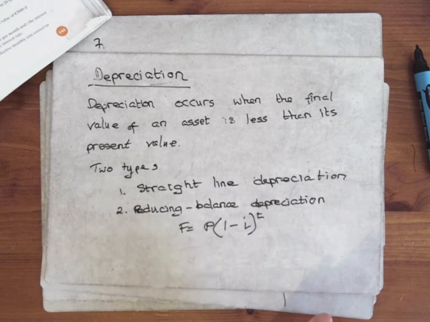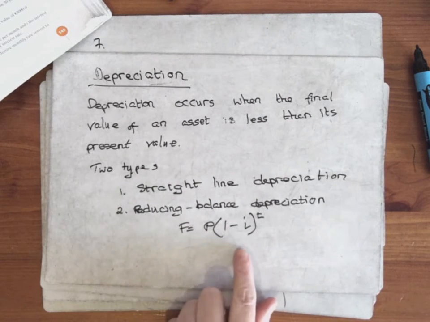Reducing balance depreciation, girls, is where it loses a certain percentage, right? So if I bought my car for 5,000 euros and it's going to lose 10%, okay? So this year, 10% of 5,000 would be 500, so it's only worth 4,500 next year. Next year, it'll lose 10% of 4,500. So it'll lose 450 euros, so it'll only be worth 4,050 euros. The following year, it'll lose 10% of 4,050 euros. So it'll lose 10% of its value every year, okay?